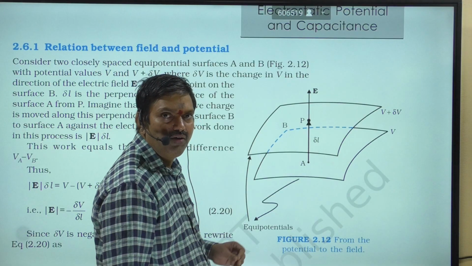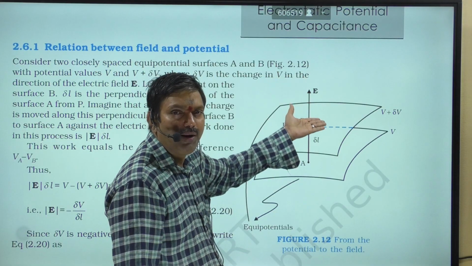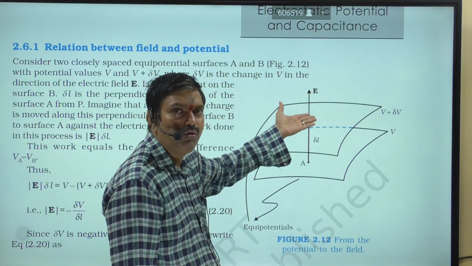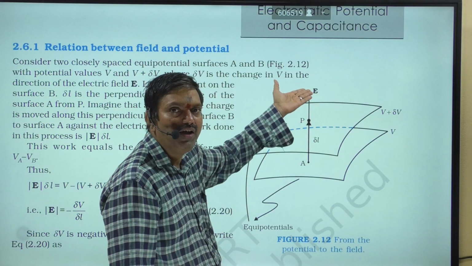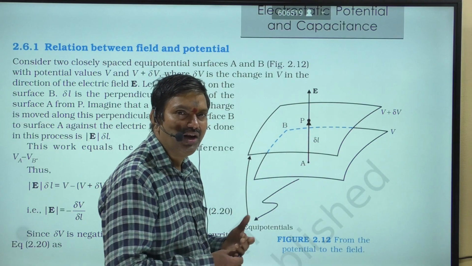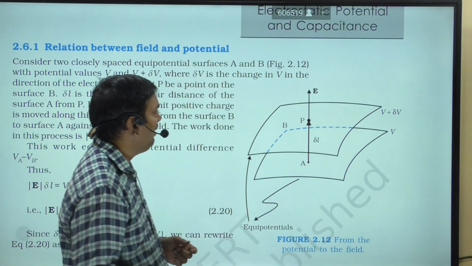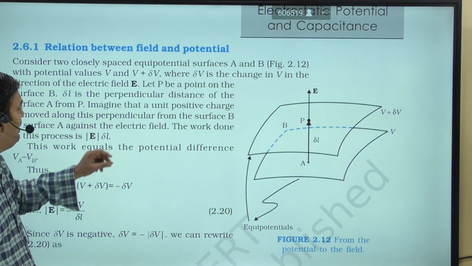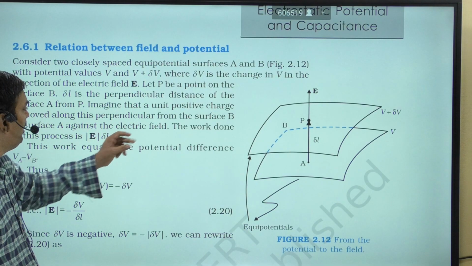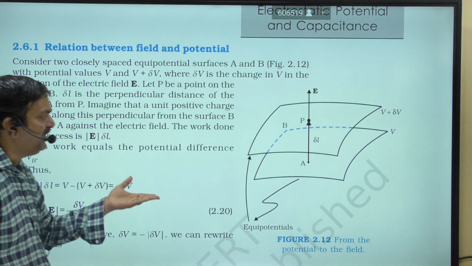Now, friend, that means obviously from a body of higher potential, let us say, if delta V is positive, from a body of higher potential to a body of lower potential, current flows. Kabatti electric field direction when you consider, now when you just imagine a unit positive charge is moved perpendicular to the surface, from the surface to surface A.